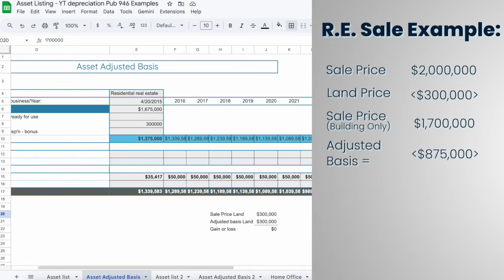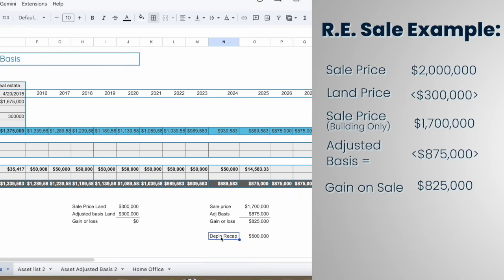So our sale price is 1.7. Our adjusted basis is 875, which means our gain is 825,000. Now down here, I've put DEPRECAP, which stands for depreciation recapture. And so the total amount of depreciation that we've taken since we started renting this asset was $500,000. And you can see that amount here.